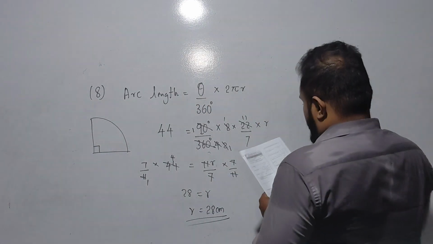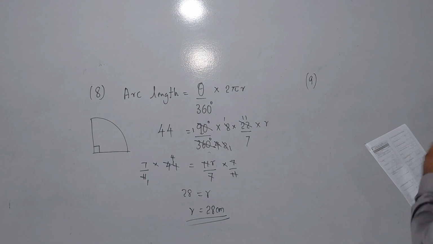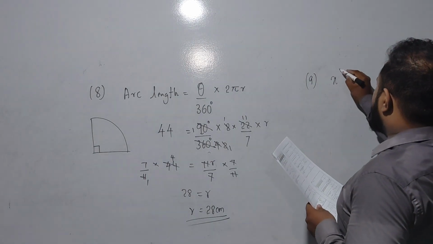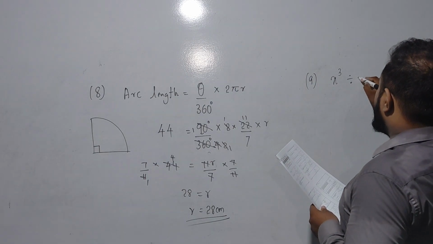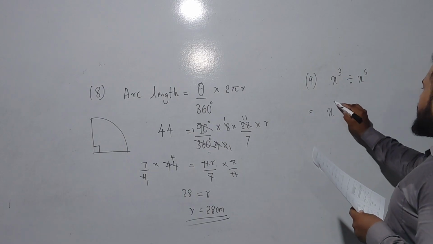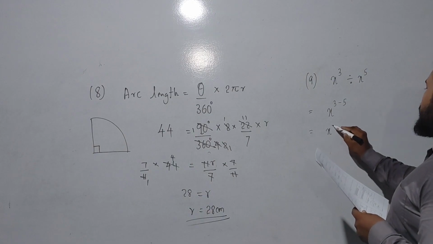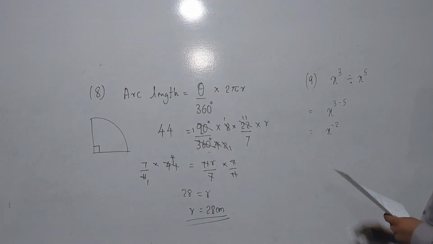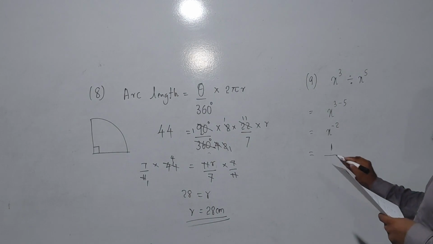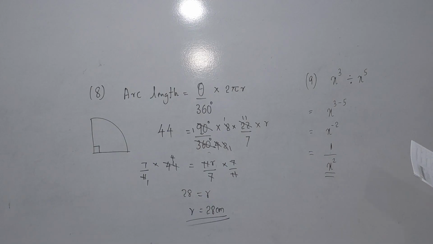Question number 9. Simplify and keep the answer with positive index. x to the power 3 divided by x to the power 5. I can write it as x to the power 3 minus 5. Then it will give you x to the power minus 2. x to the power minus 2 equals 1 over x to the power 2. Next question.